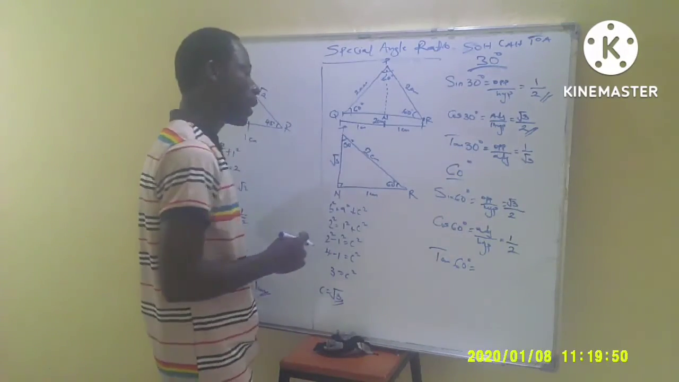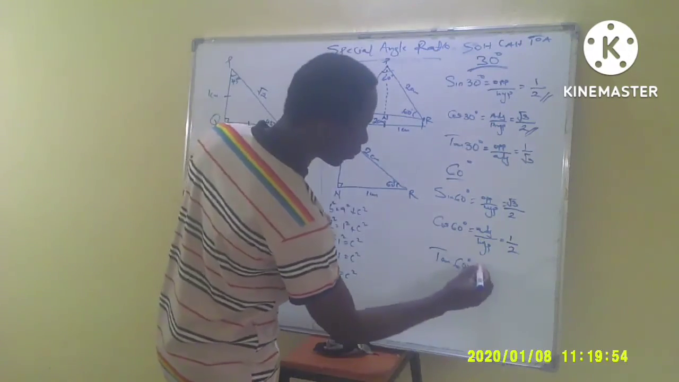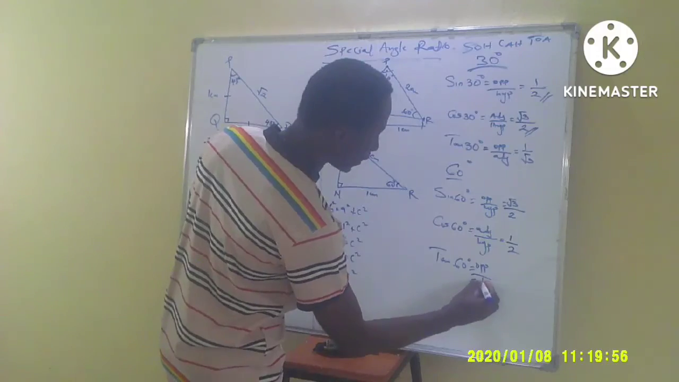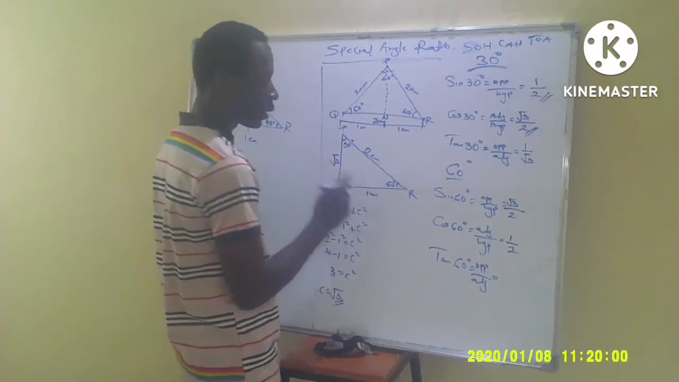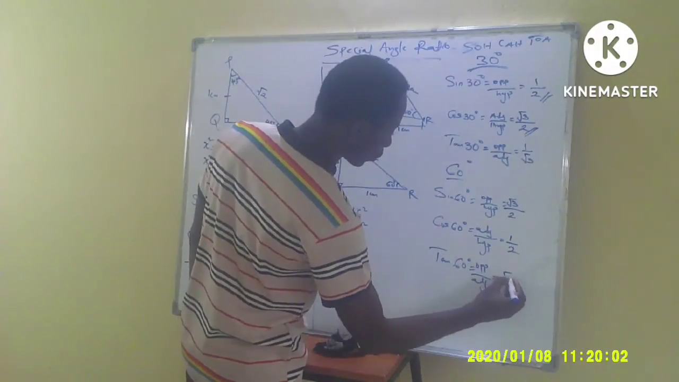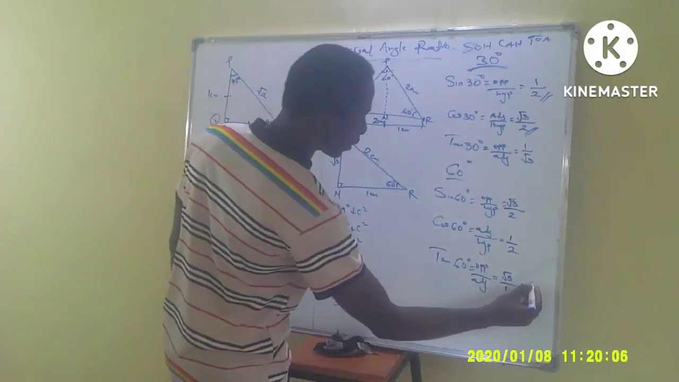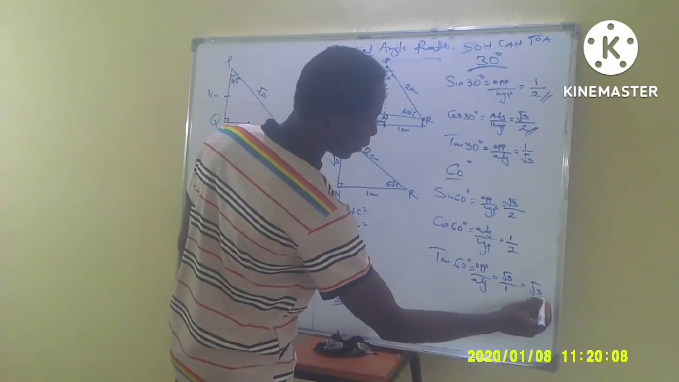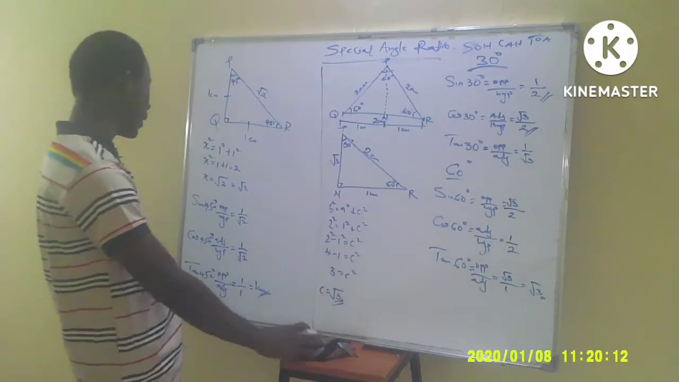What about tan 60 degree? Tan of this 60 degree is what? Opposite over adjacent. So what's the opposite side now? We have root 3. What is the adjacent? We have 1. So over 1. So we can actually say tan 60 is equal to root 3. Once you calculate, you get that. So that is that.